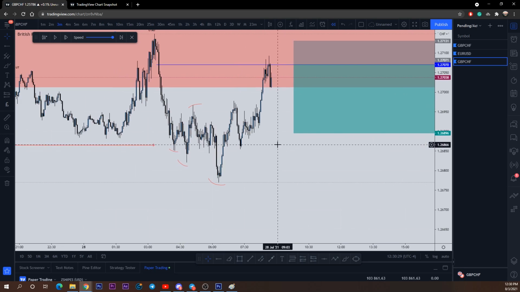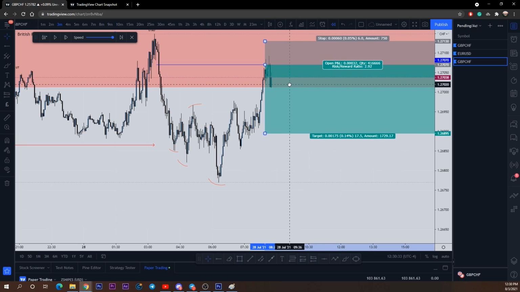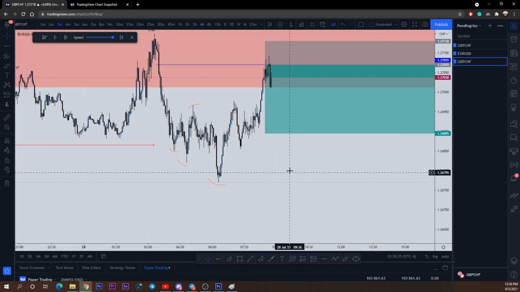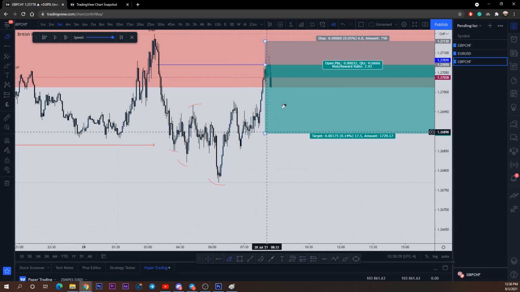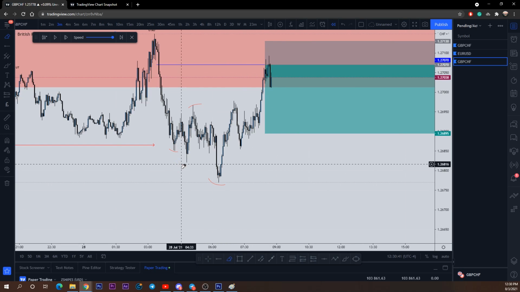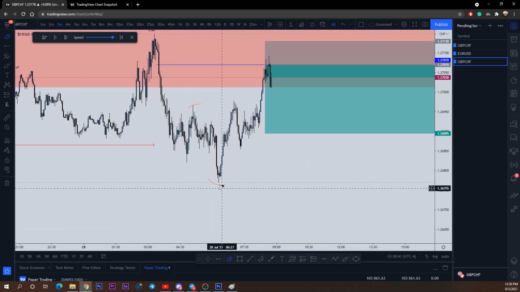Immediately, right after we came down here, we tapped into our first area. We tapped into our first limit. So that's cool and all. Cool. Now we gotta zoom into here. So give me a minute. Let me delete all this real quick.